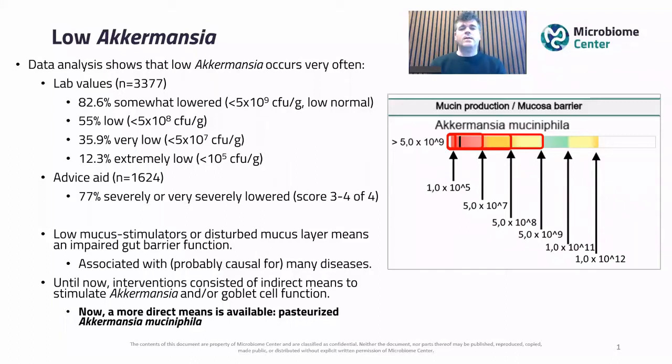Yes, Karen, indeed, Akkermansia is often quite low. Here on the right-hand side, you see the typical BioVis analysis result with the lower and upper limit of the normal range. What we know from data analysis of more than 3,000 fecal analysis results is that more than 80% of the people score below the lower limit of the normal range. But even about 12.5% score at the lowest limit of the range. So indeed, Akkermansia is quite often very low in the fecal analysis results.